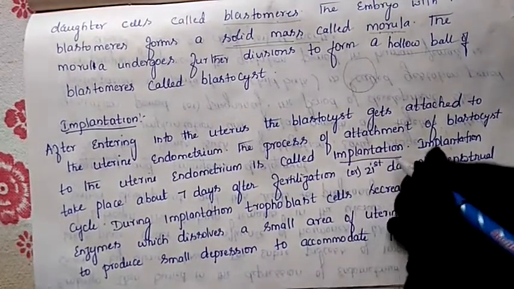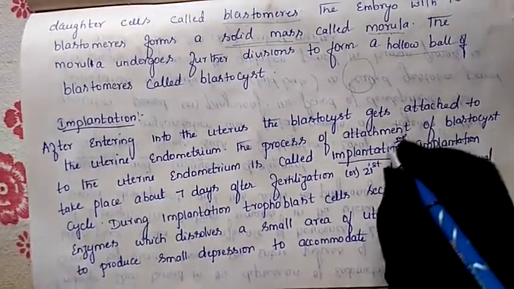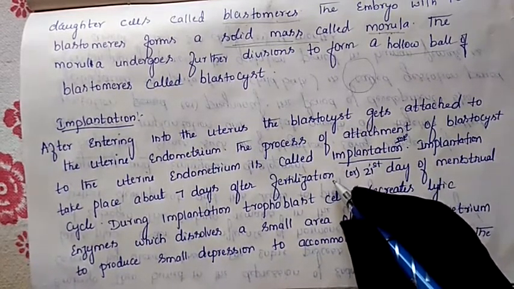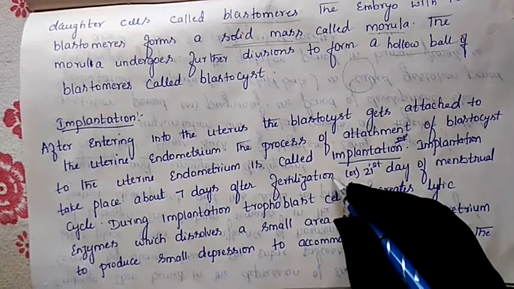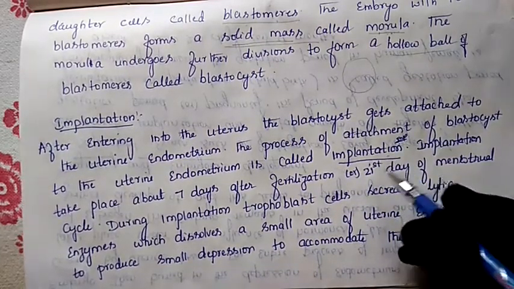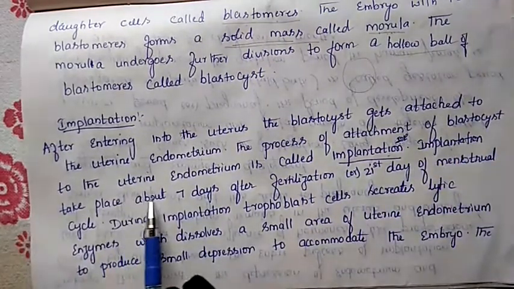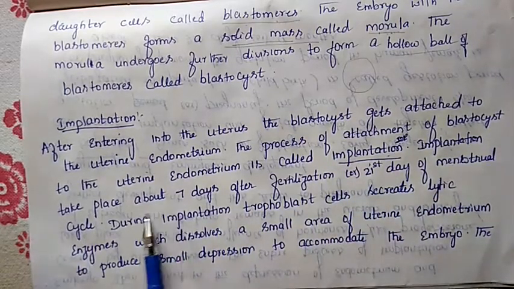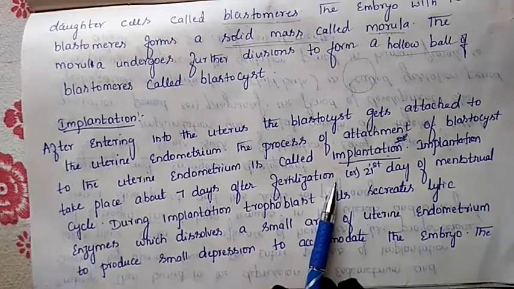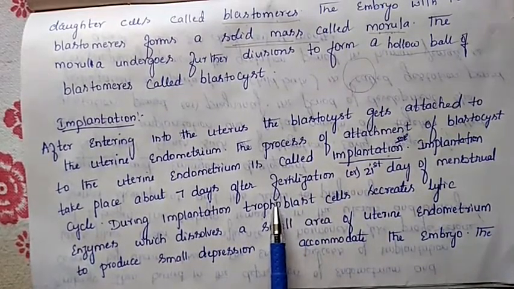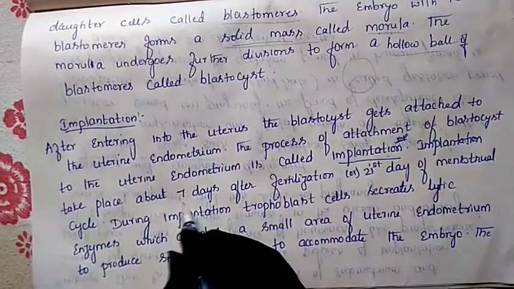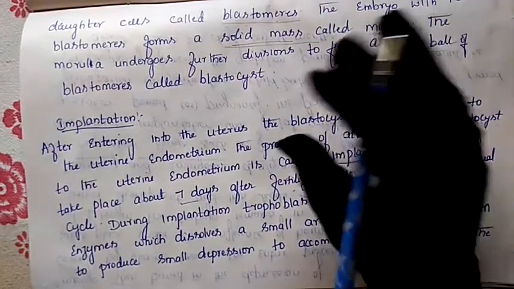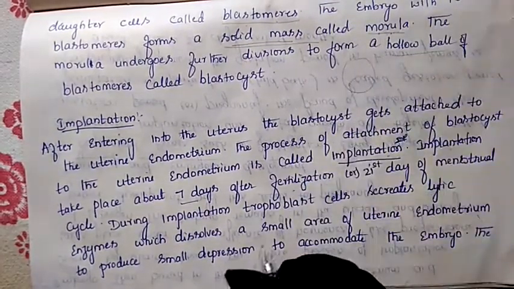This is one of the most important questions. Many times it has been asked repeatedly in the exam. Define implantation. It is either a 1 mark or 2 marks question. So, the process of attachment of a blastocyst to the uterine endometrium is called implantation. Implantation takes place about 7 days after fertilization.